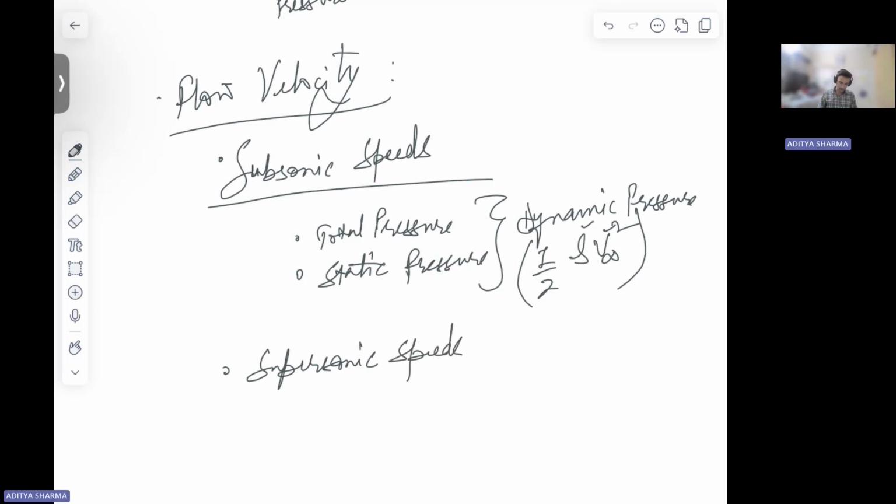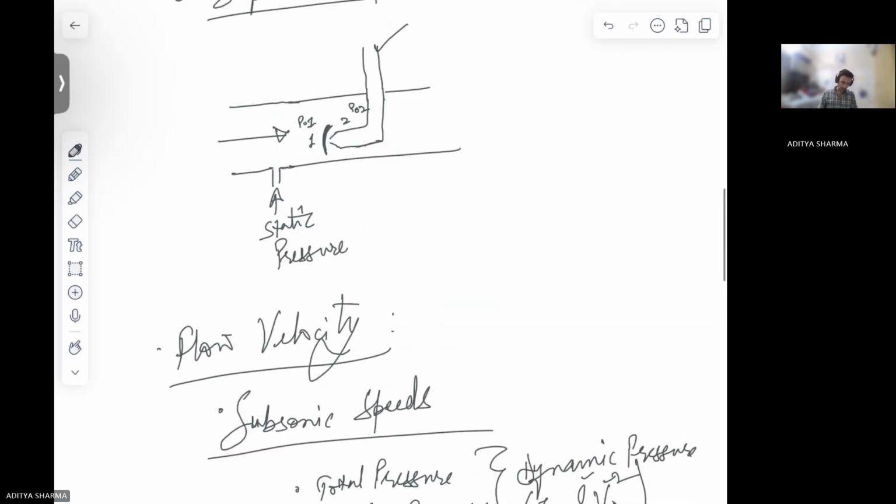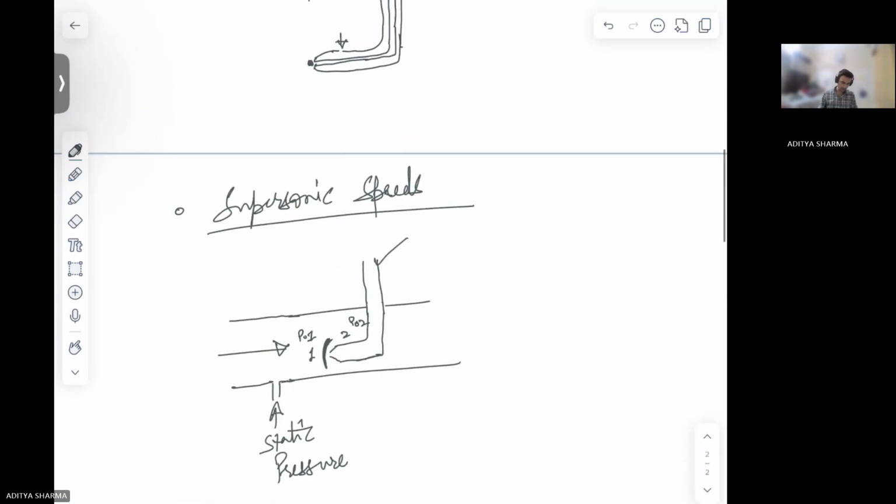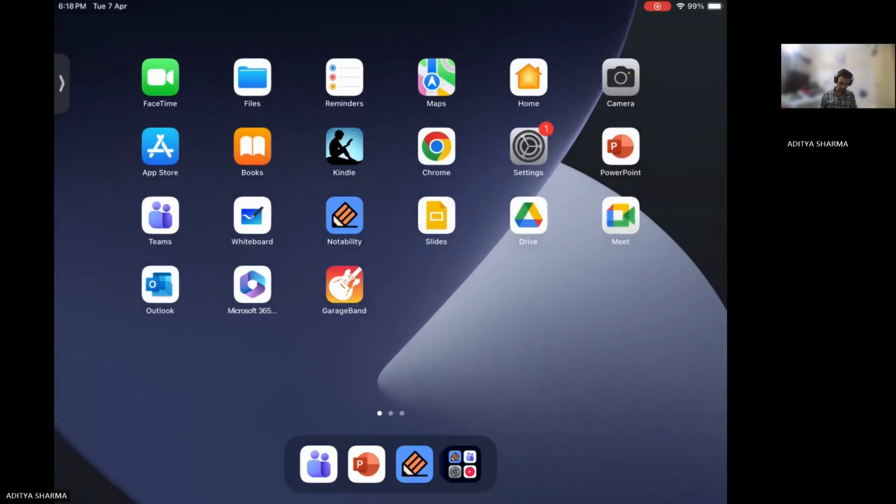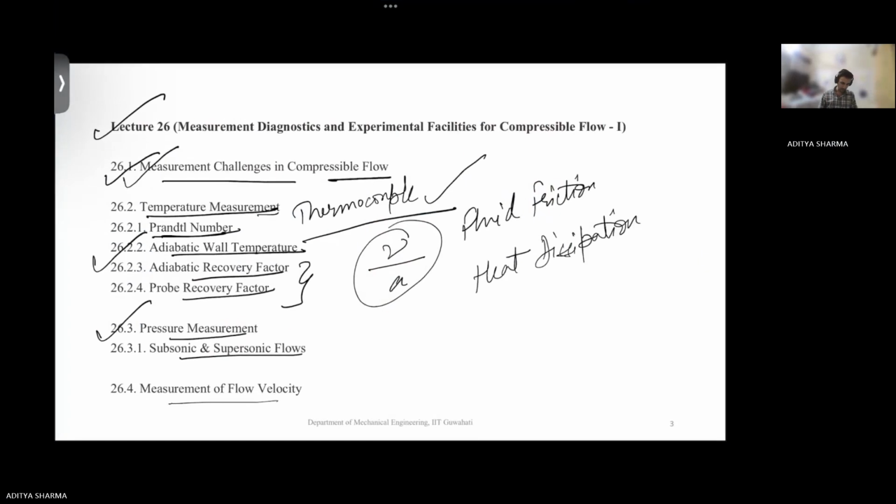In supersonic speeds, based on the pressure ratios, P naught 2 by some static pressure ratio, you can get your Mach number. So this is about the topics that have been taken in your lecture number 26.